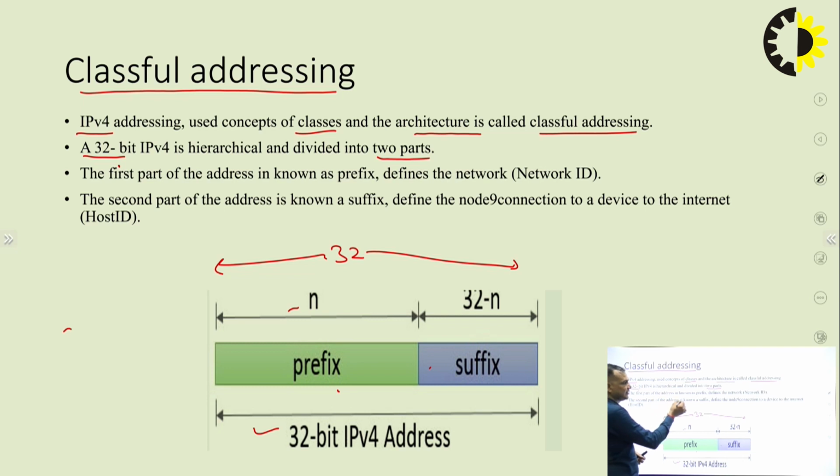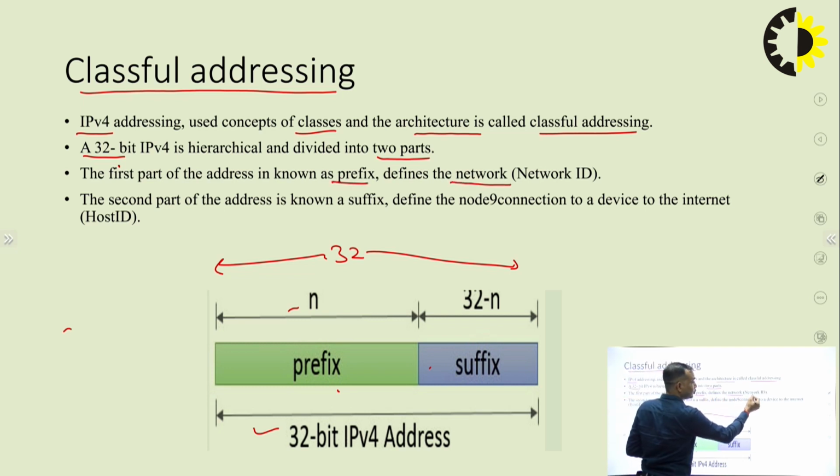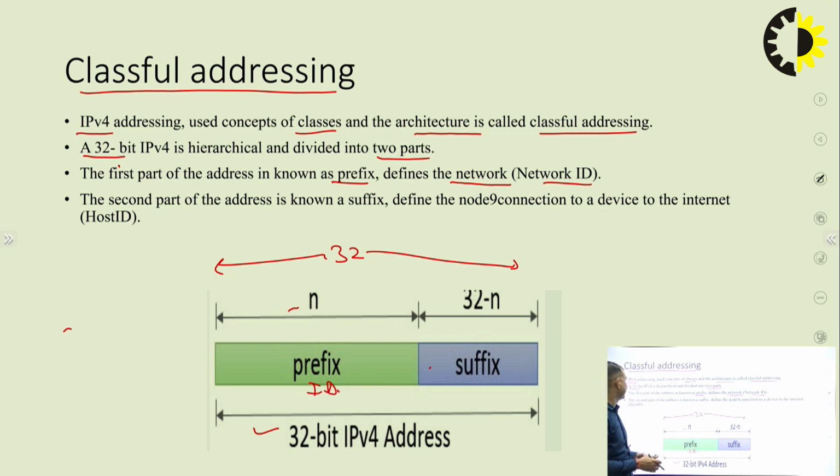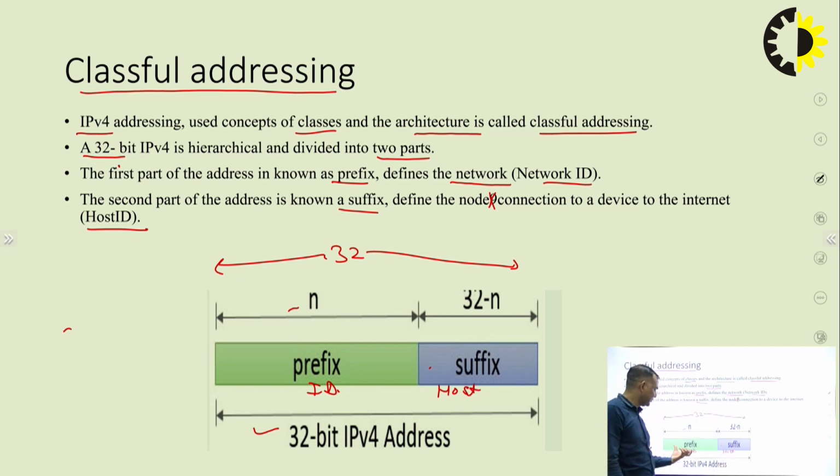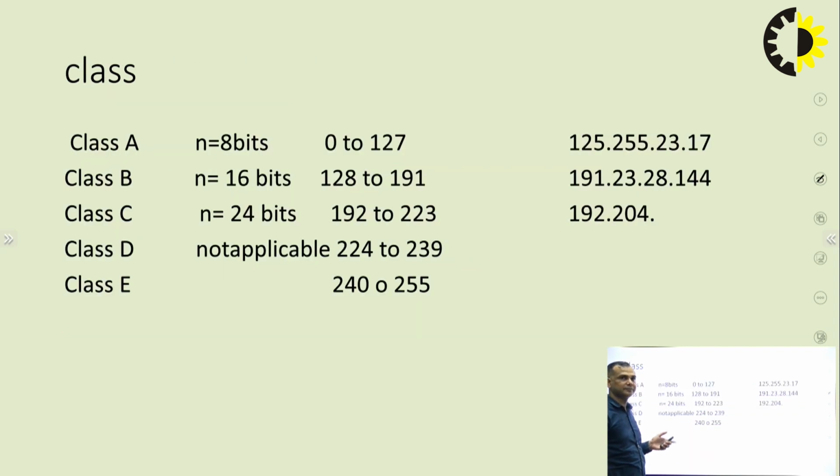The first part of the address is known as the prefix and defines the network ID. That is the network ID. And the second part is known as the suffix and defines the node, the connection of a device to the internet, and that is known as the host ID. So every address is divided into 2 parts. You must have heard of two things, network ID and host ID. So we have to define it simply. So this is when we talk about classes, and it is known as classful addressing.